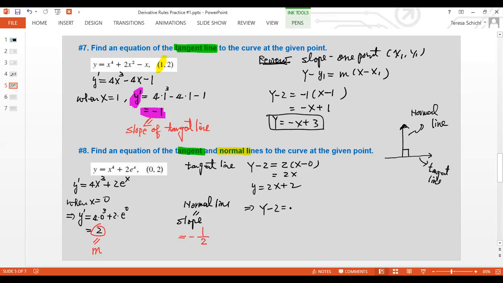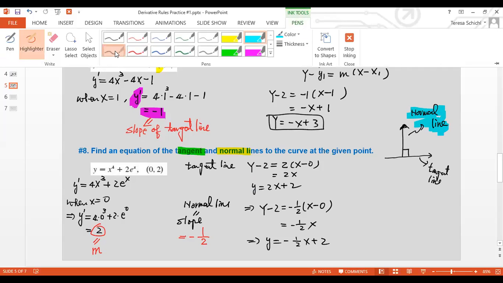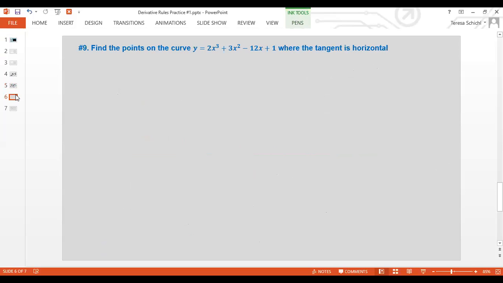So now I can write the normal line. It is still y minus 2 equals negative 1/2 times x minus 0. So this is negative 1/2 of x. You add 2 to both sides, so this is y equals negative 1/2 x plus 2. So this example shows you how to find the normal line and the tangent line, right? Remember the normal line is the line perpendicular to the tangent line. If you don't know how to do it, probably you forgot this definition. Okay, let's take a look.